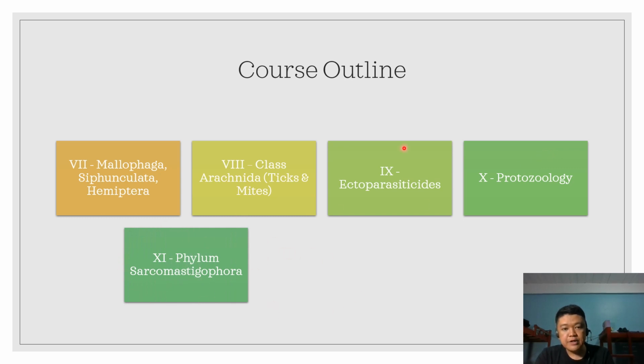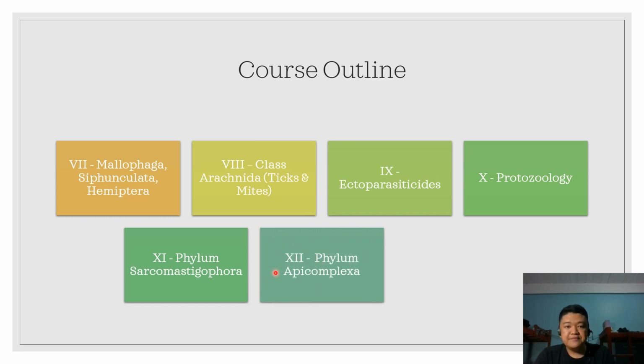On module 11, we are going to discuss about the phylum Sarcomastigophora. The phylum Sarcomastigophora includes the amoeba, Giardia, and trypanosomes. The next phylum will be under module 12, that is phylum Apicomplexa. And the phylum Apicomplexa includes the Eimeria, Toxoplasma, and the Sarcocystis. The last module will be the order Piroplasmida. The order Piroplasmida is under the phylum Apicomplexa, and it includes Babesia and Theileria.